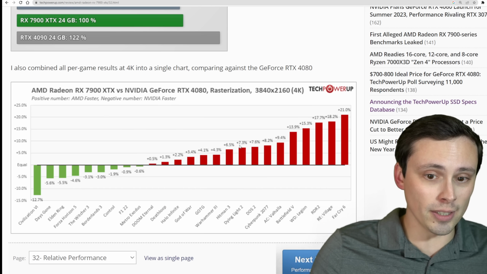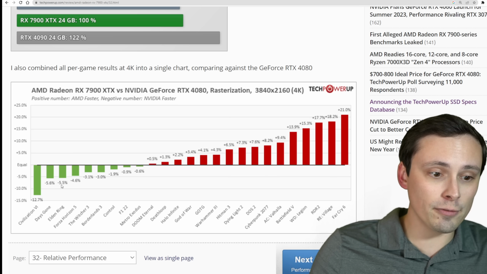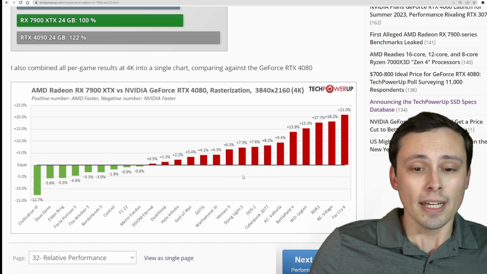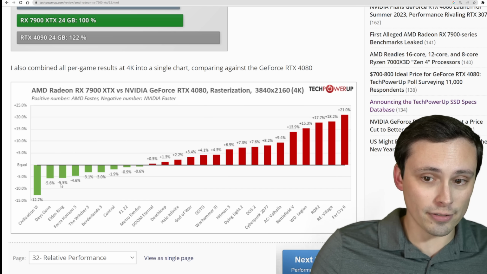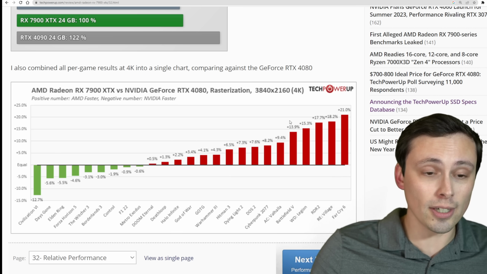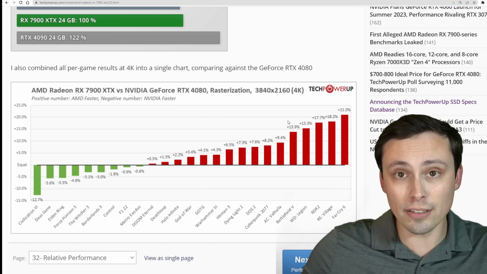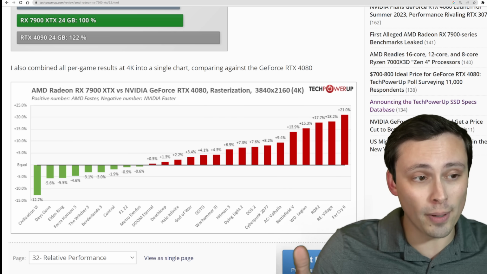And in general, there's a large number of games where you're around 5% plus or minus, which would be extremely difficult to tell the difference in person without running a frame rate counter. And then there's a few outliers. It does look like the outliers are more frequent for AMD, but again, it's impossible to get a sample size of every possible game.